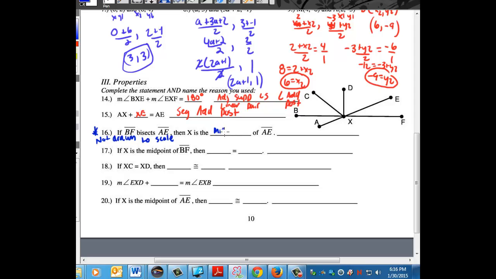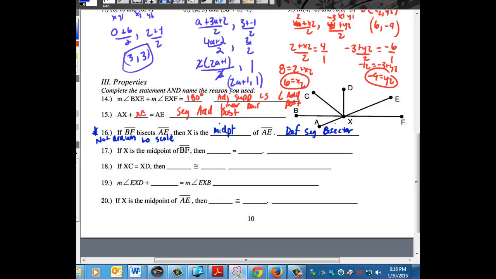So X is the midpoint of AE. And the rule is going to be definition segment bisector. Alright, and the reason why the rule is segment bisector is that's what's happening here. Segment BF is bisecting segment AE. So therefore my rule is going to be definition segment bisector. It's not definition of midpoint, okay? Because as a result of BF bisecting AE, then X is the midpoint. But that's not my rule, okay? The rule is going to be definition segment bisector.